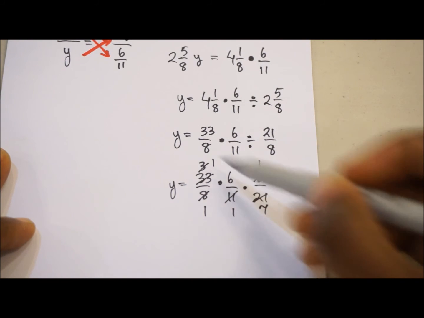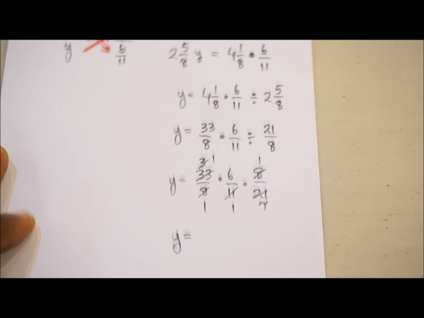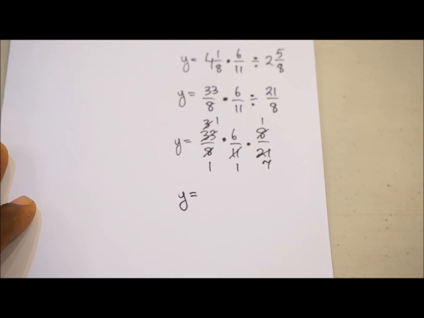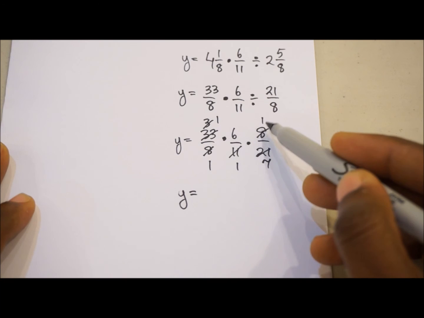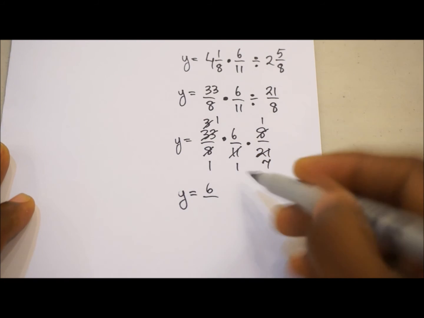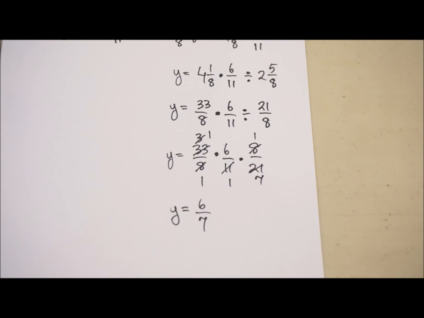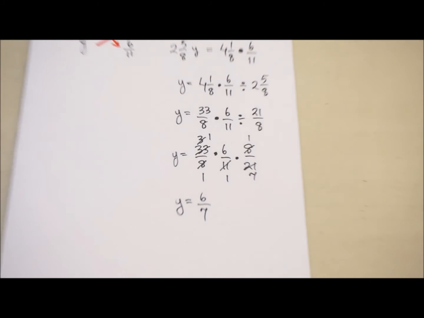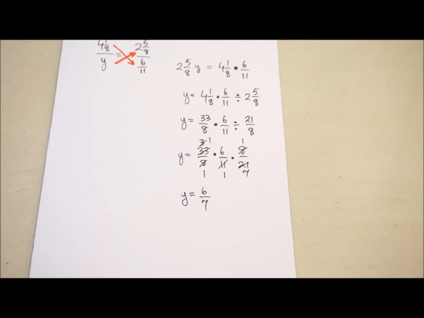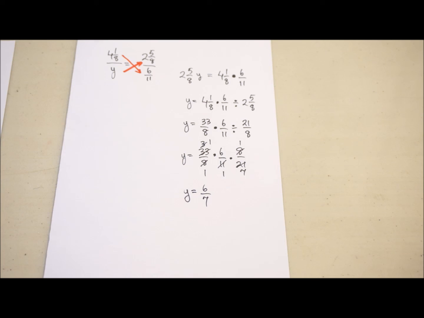Nothing else can be cancelled, so y is equal to 1 times 6 times 1, which is 6, and 1 times 1 times 7, which is 7. Therefore, in this problem, y is 6 over 7. So because we have a fraction doesn't mean that we abandon the technique. We apply exactly the same technique and then apply what we know in operations for mixed numbers and fractions.